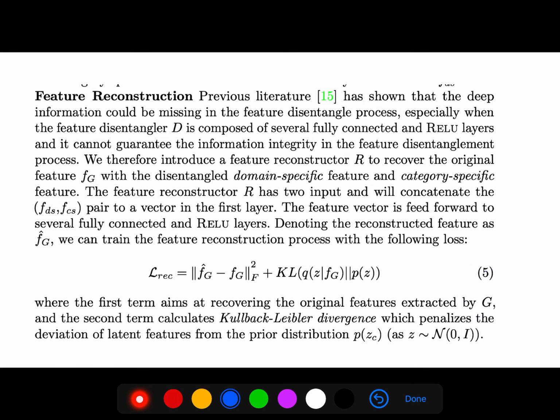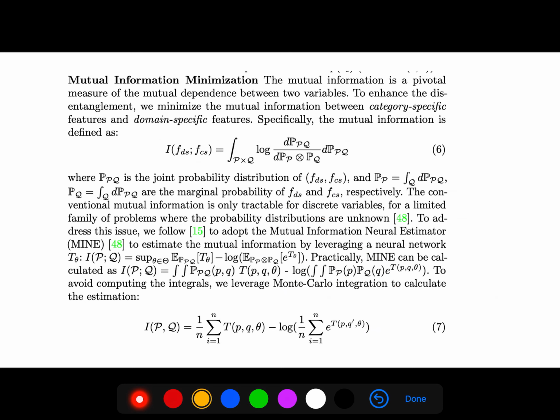And then we do feature reconstruction. We do reconstruction and also minimize the KL divergence between Q and P. So the first term just wants to recover the original features extracted by G, but the second term calculates the Kullback-Leibler divergence, which penalizes deviation of latent feature from prior. So we have a prior. We don't want that to move from that prior too much. So we keep it by just this KL loss.